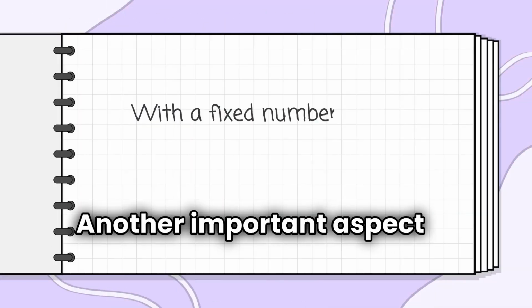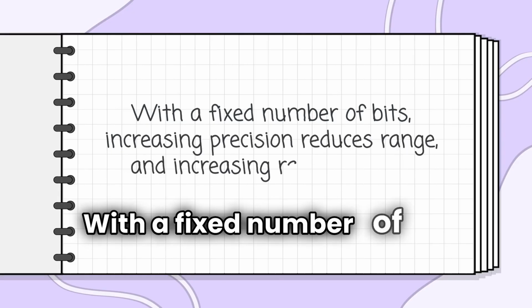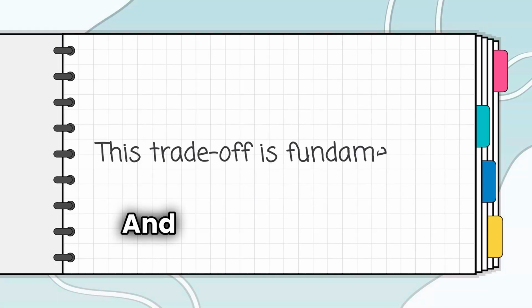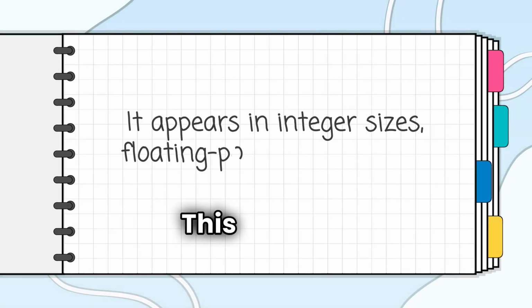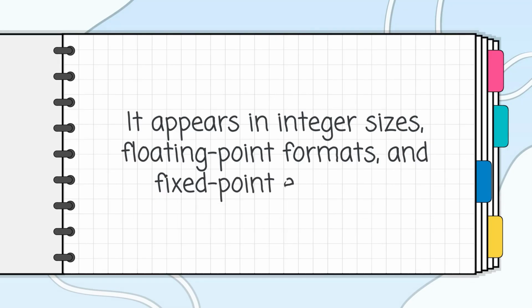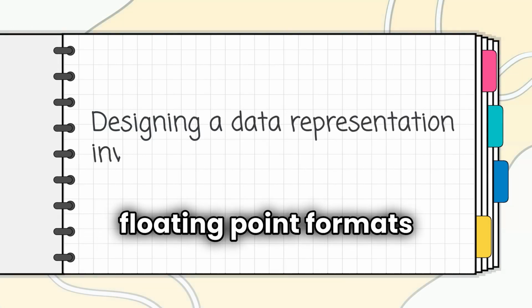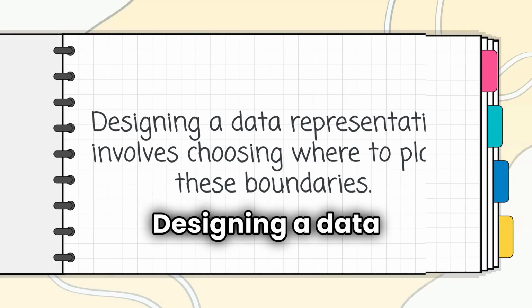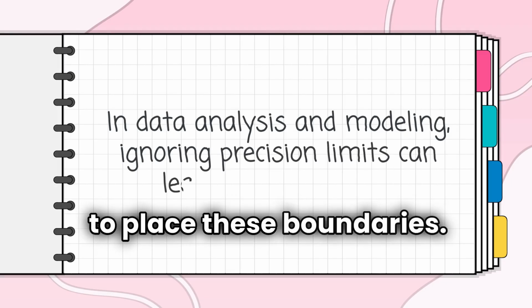Another important aspect of precision limits is range. With a fixed number of bits, increasing precision usually reduces range, and increasing range usually reduces precision. This trade-off is fundamental. It appears in integer sizes, floating point formats, and fixed point encodings. Designing a data representation always involves choosing where to place these boundaries.